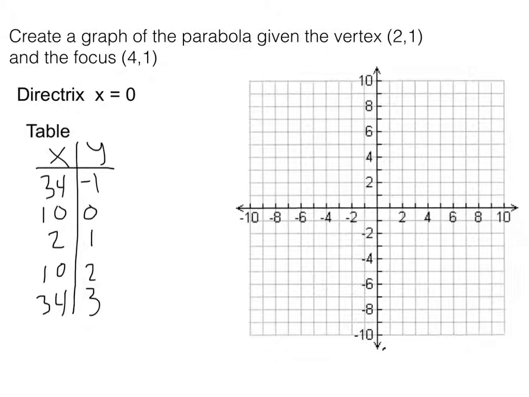All that's left to do is to plot the points. 2, 1, 4, 1. The directrix is going to be at x equals 0. The reason why it's at x equals 0 is we count backwards the c value from our vertex, and then a couple more points, and we're done.